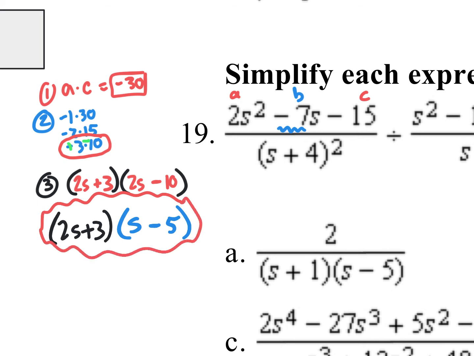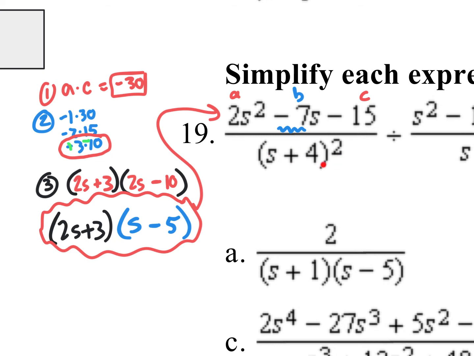This right here is your factored form of that above quadratic trinomial expression, 2s squared minus 7s minus 15. If you were to distribute and combine like terms, you'd get back to here. Anyways, we will replace this with this in a couple of moments.